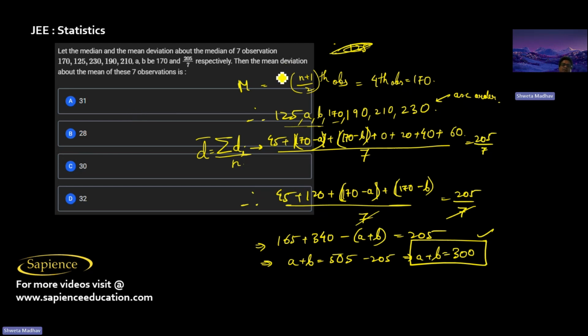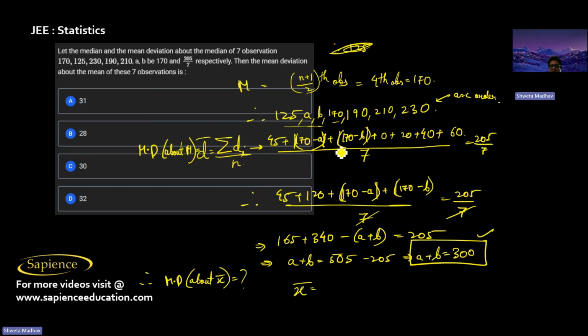Then the mean deviation about the mean that we find out. So this was the mean deviation about the median, and the mean deviation about the mean that we have to find out. Now therefore the mean value we have to find out.